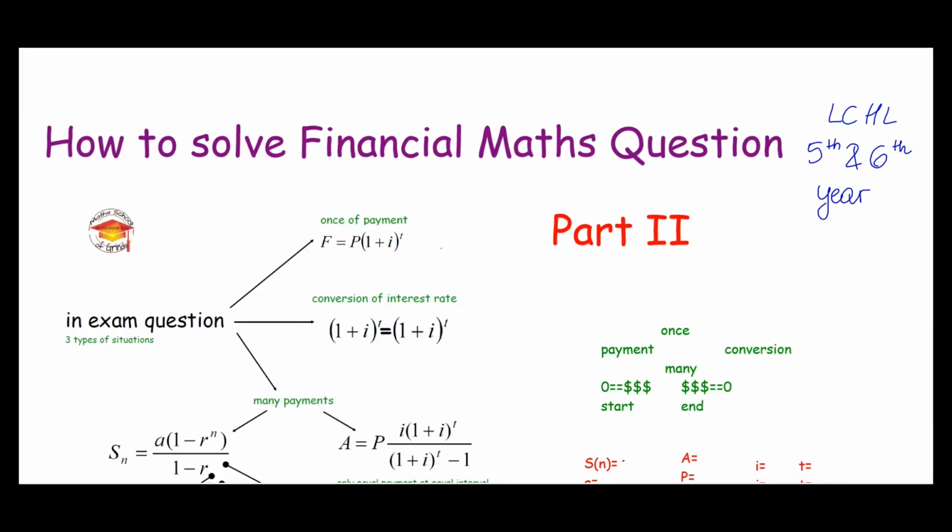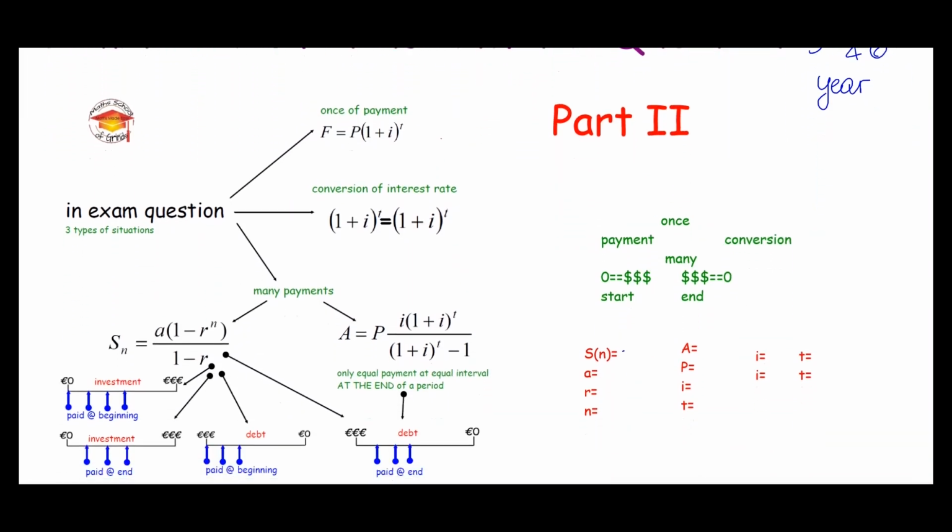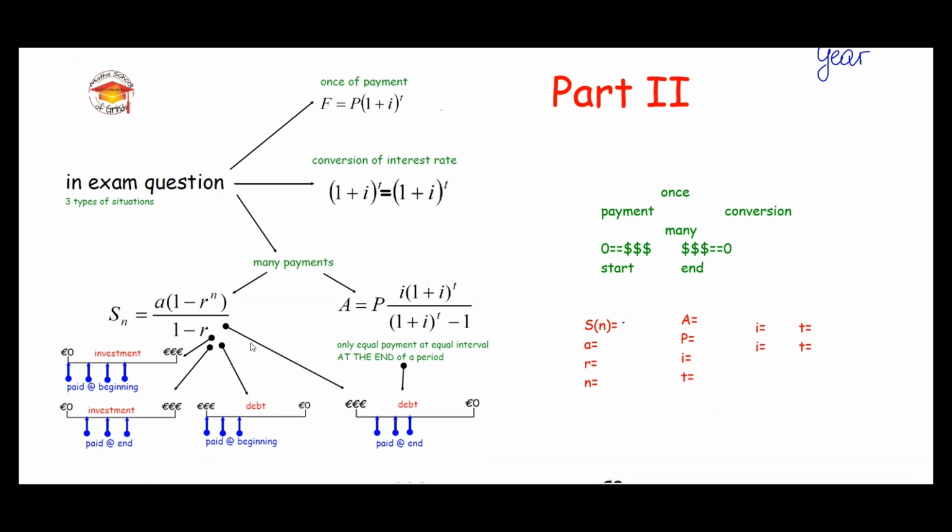So this is part 2 of how to solve financial maths questions. In the first part, we were just doing the identification of which formula we are using. We understand that depending on the situation, we ask ourselves: is it about payment or conversion? Once we identify that it's about payment, is it about a once-off payment, therefore the compound interest formula, or is it about many payments, therefore we have the option to choose depending on the situation.